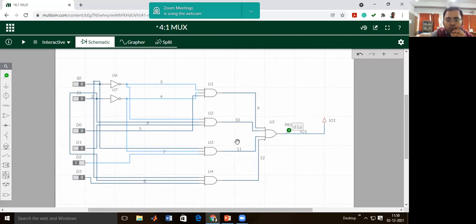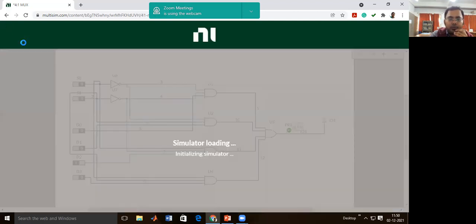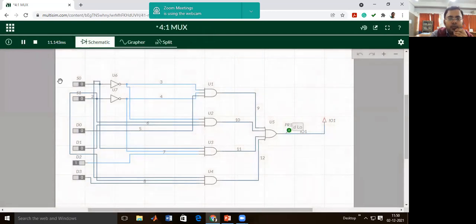And all the outputs of the 4 AND gates are connected with the OR gate via the lines number 9, 10, 11, 12. And we have one output, that is I0, 1. If we simulate this circuit, what do we observe? Whenever both the select lines are 0, 0, then as per our discussions, our D0 input should connect and all other inputs, that is D1, D2, D3, should be disconnected.